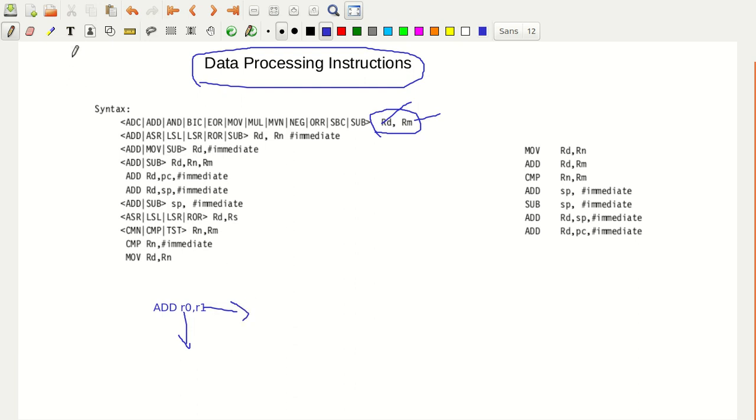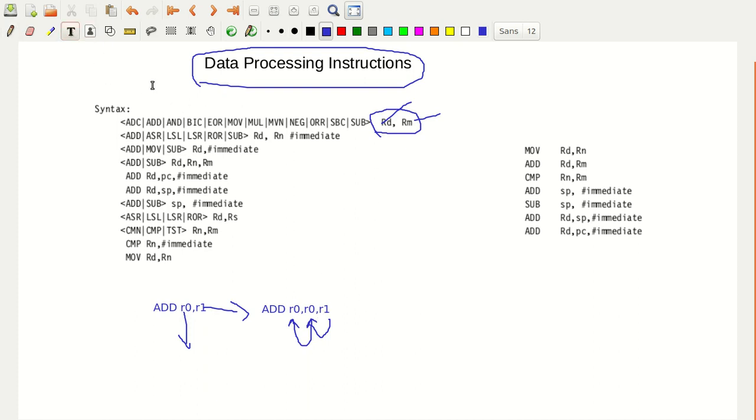How does this get operated? What happens in this case is that it is similar to ADD R0, R0, R1. So R1 gets added with whatever is there in the destination register R0, and the resultant is stored in R0 itself. But in the ARM instruction set we didn't have this option.